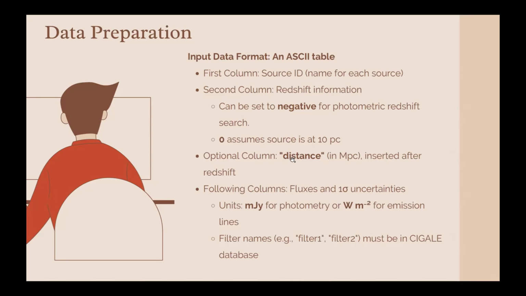And also you can add a distance column in case you're looking for like local universe things. So the fluxes have to be in millijanskys when you're doing photometry, but if you're putting an emission line, that I'm going to show you, you can have either a band from a telescope or you can put an emission line. It has to be in watts per meter squared. So also the filter names must be in the CIGALE database.